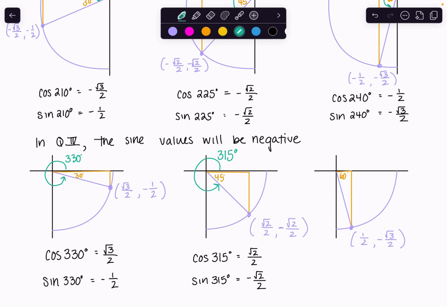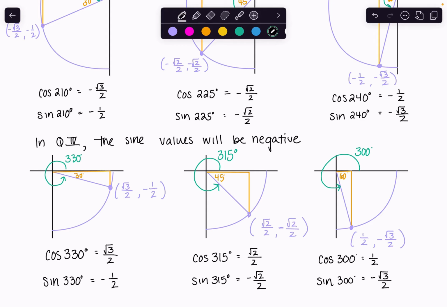Then last up, we have the 60-degree angle. So 360 minus 60 means this reference angle, or this particular angle, is 300. So that tells me cosine of 300 is the x-coordinate, which is a half, and then sine of 300 is the y coordinate, which is negative root 3 over 2.